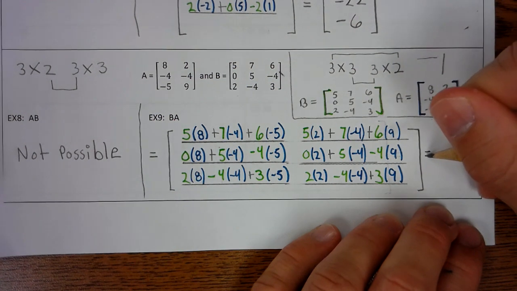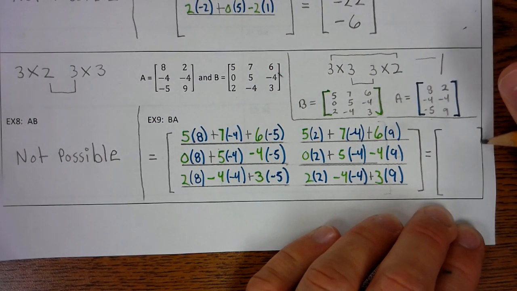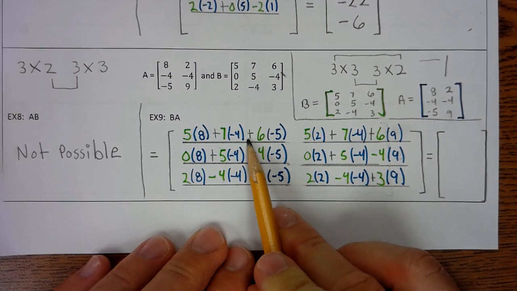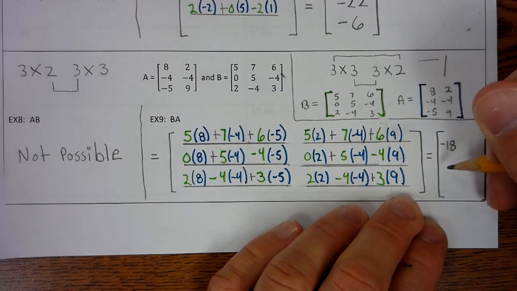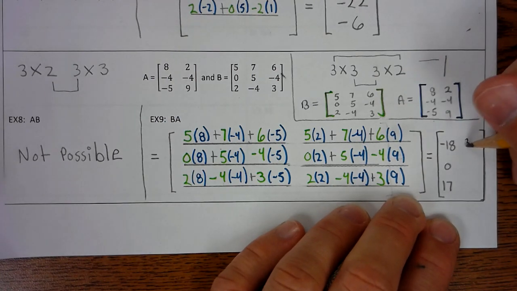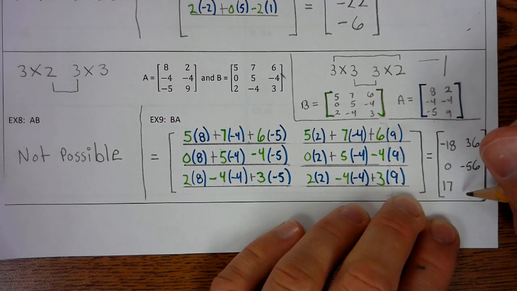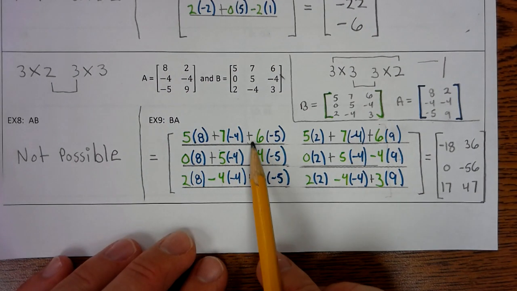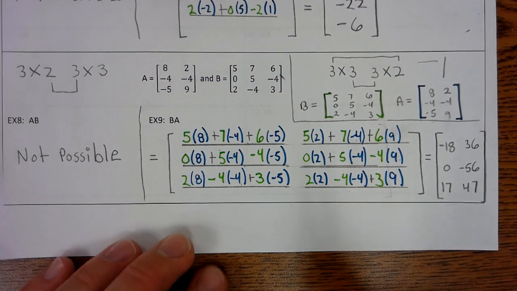And I think I might have enough room to write this. So this, when you add it and combine, becomes negative 18, 0, 17, 36, negative 56, and 47. And you can use a calculator if you want to go back and check those numbers, but this is negative 18, this is 0, 17, 36, and negative 56, 47.